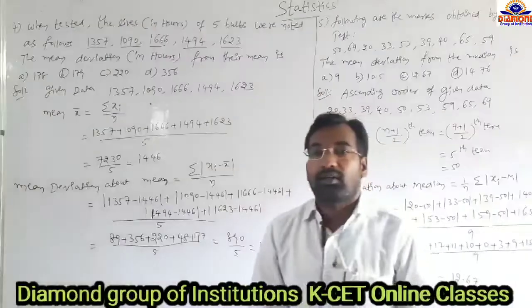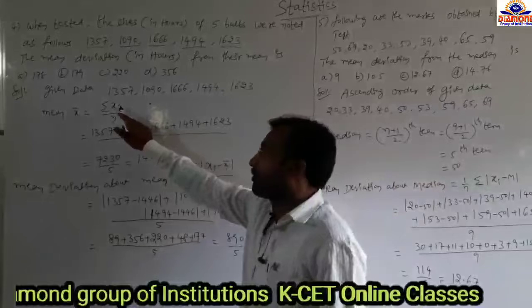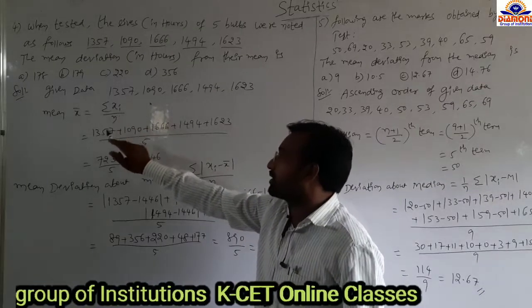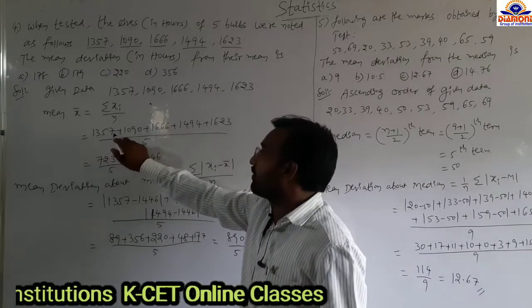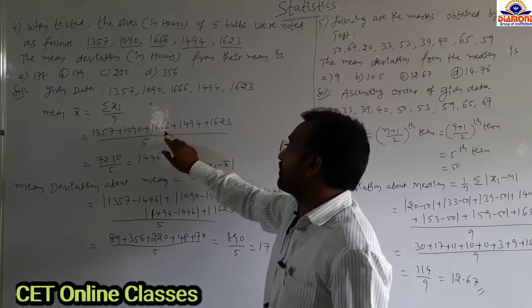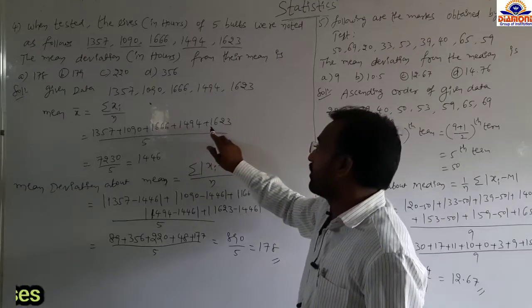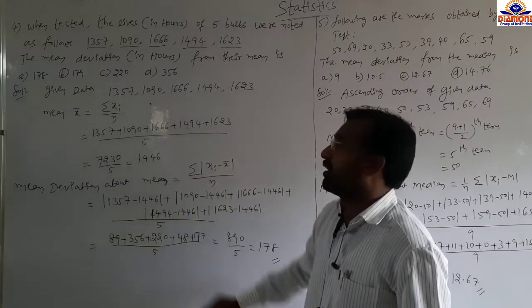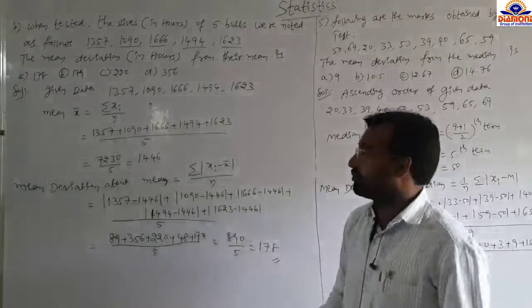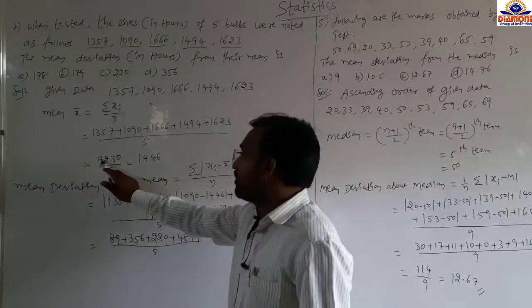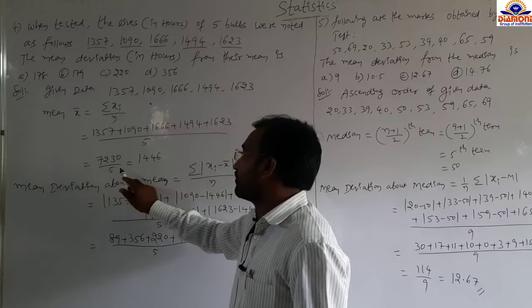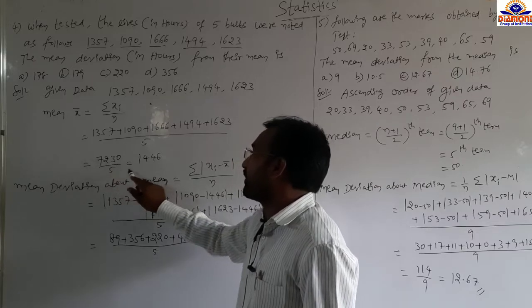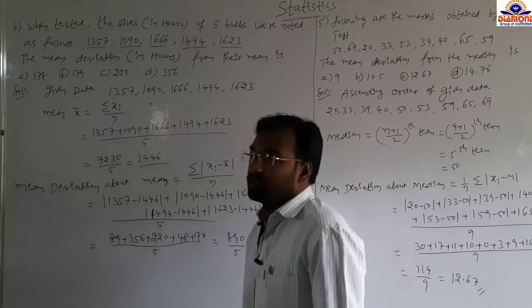Mean is summation xi by n, the sum of the observations by the number of observations. That equals 1357 plus 1090 plus 1666 plus 1494 plus 1623, by 5. Here n value is 5, 5 observations only. So this equals 7230 by 5, which is 1446.